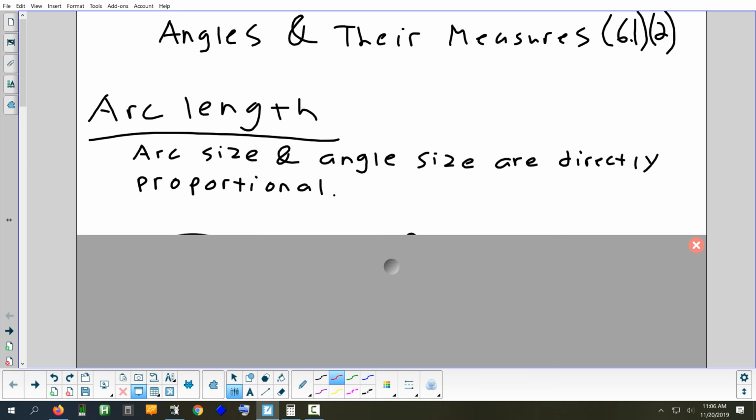Now, what we're going to do is we're going to derive the formula, which means we're going to figure out where it comes from. But we're going to start with this fact. The fact that arc size and angle size are directly proportional. And I'm going to draw that out and show you a picture of what that means. But arc size and angle size are directly proportional.